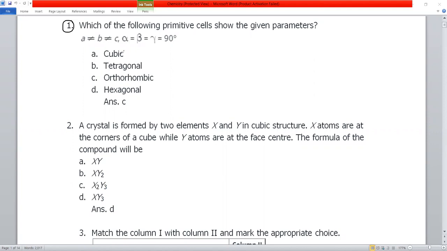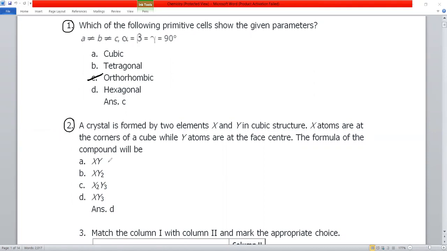Question number one, check students here. Which of the following primitive cells show the given parameters? A is not equal to B is not equal to C, edge lengths are all unequal, but angles are all equal to 90 degrees. So this is exactly the orthorhombic crystal system, students. So this is the answer directly.